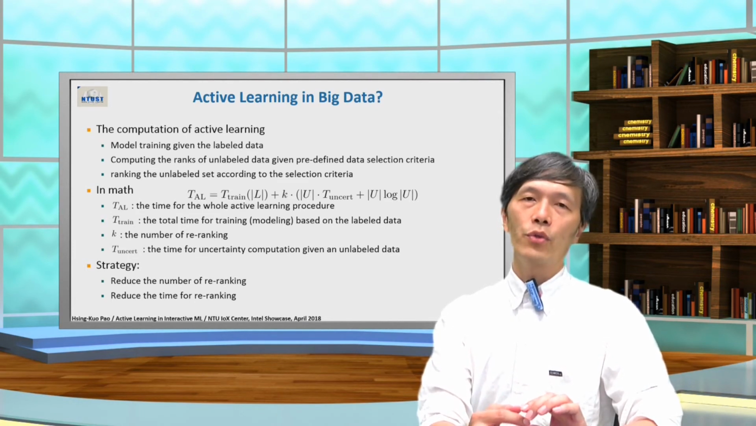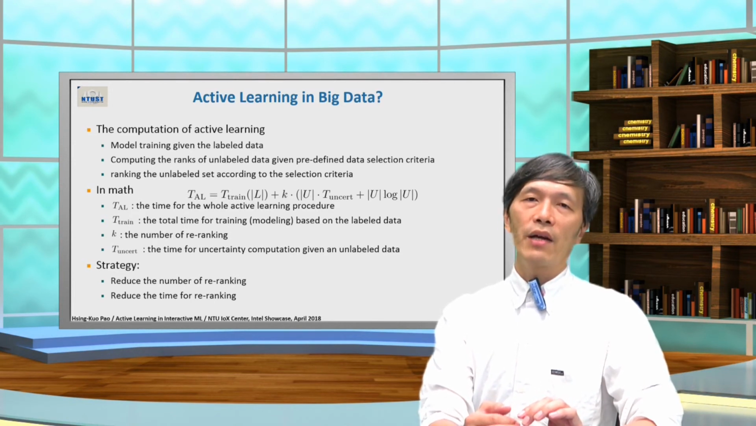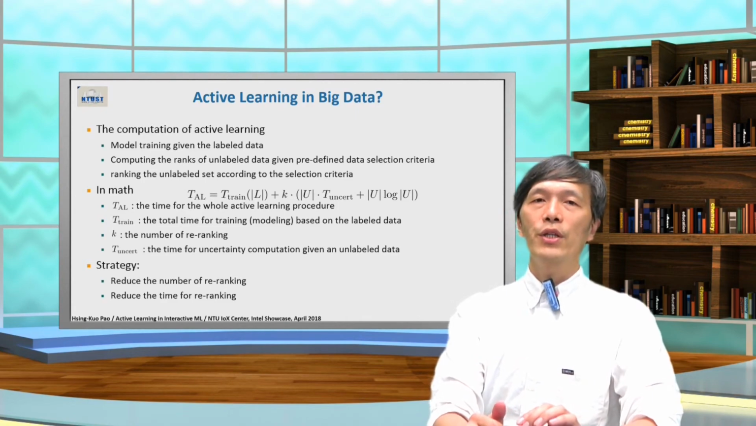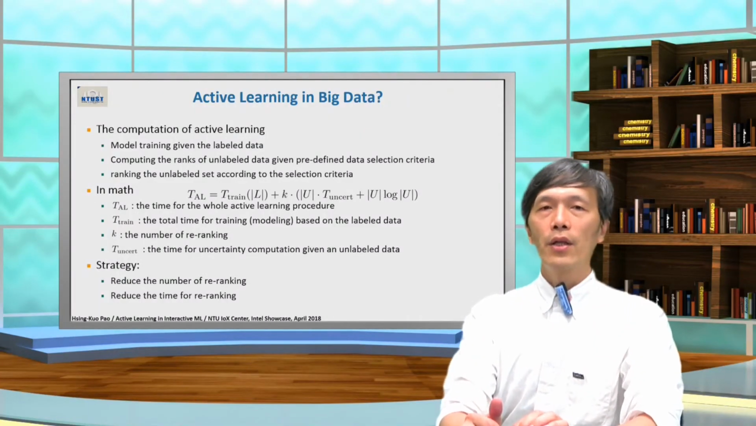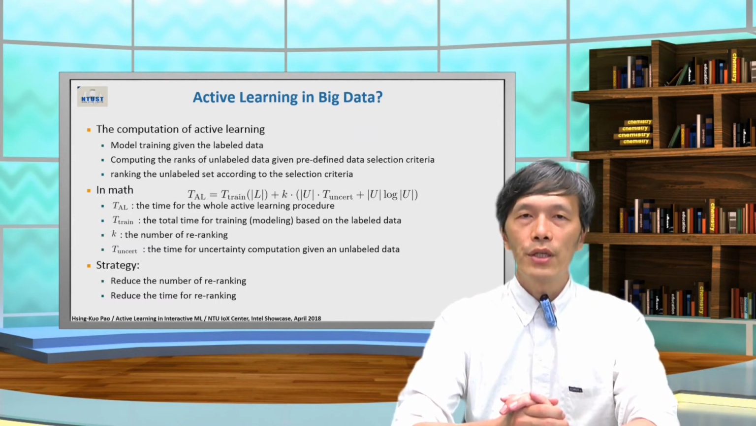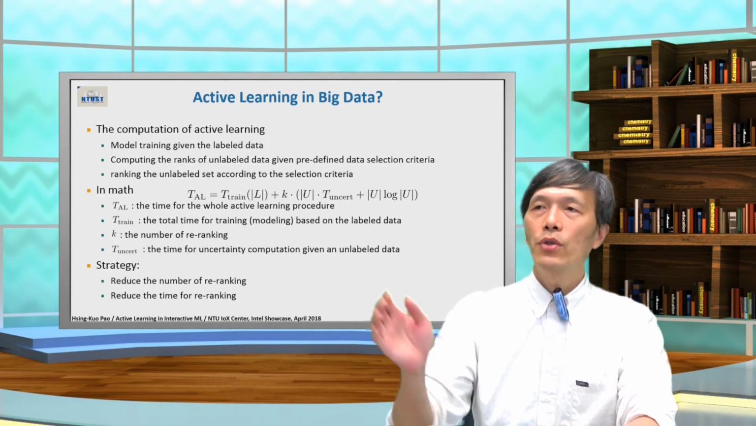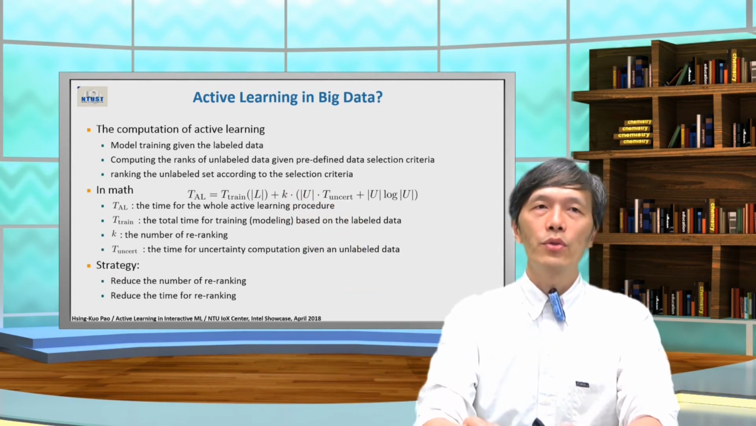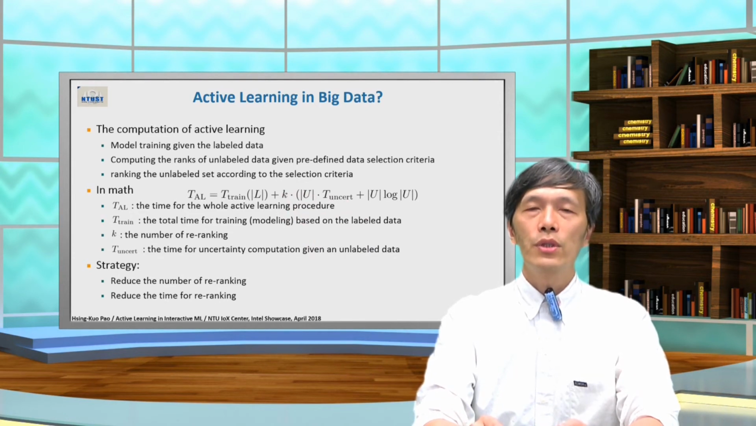So how many times we need to do this, what we call the uncertainty computation, that is the issue. On the other hand, how many times we need to do the re-ranking after we have the uncertainty computation, that's another issue. And also, after all, we need to perform sorting based on the rank result, okay? So considering all this, can we reduce the time based on those considerations?